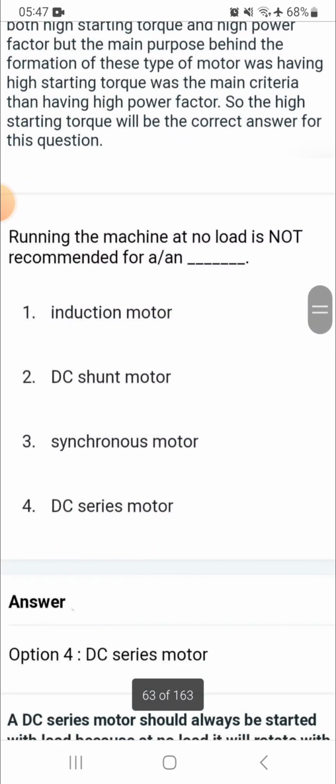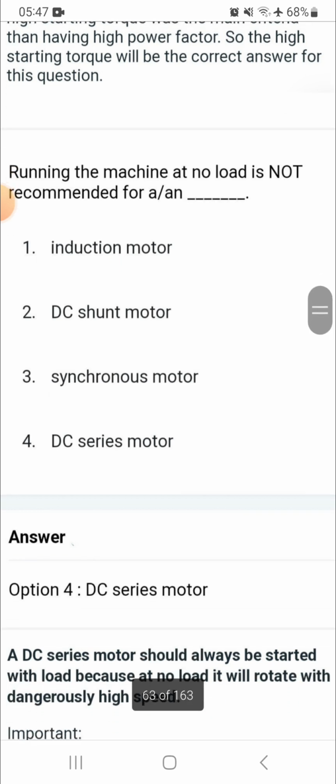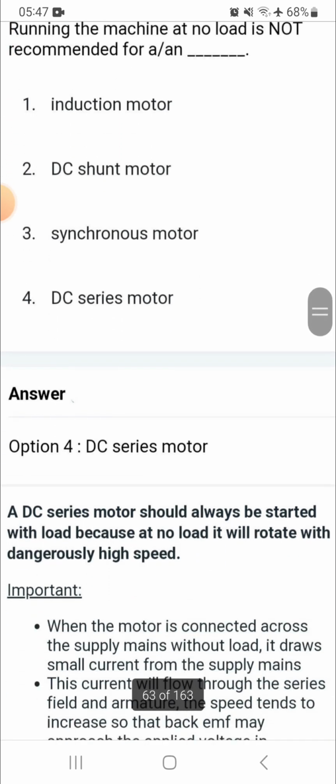Next one, running the machine at no load is not recommended for an induction motor, DC shunt motor, synchronous motor, and DC series motor. Option 4, that is DC series motor, is the right answer. A DC series motor should always be started with load because at no load it will rotate with dangerously high speed.